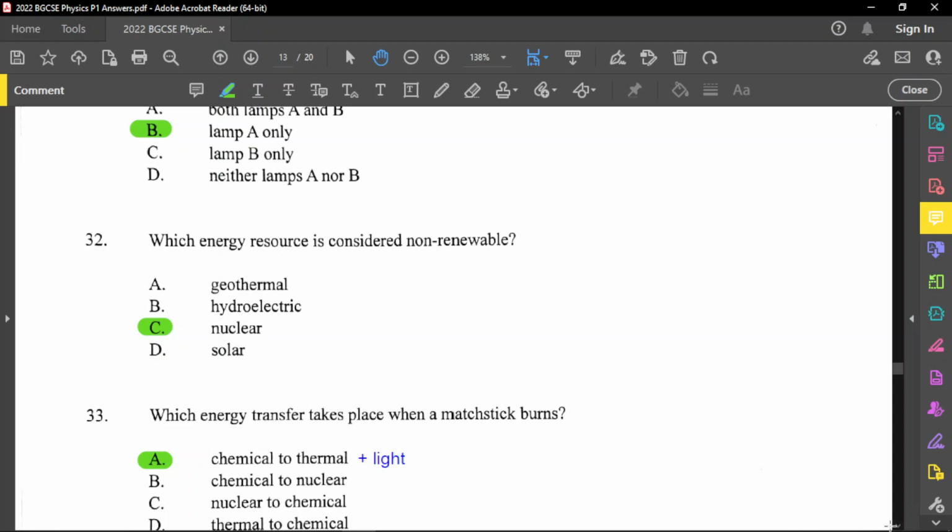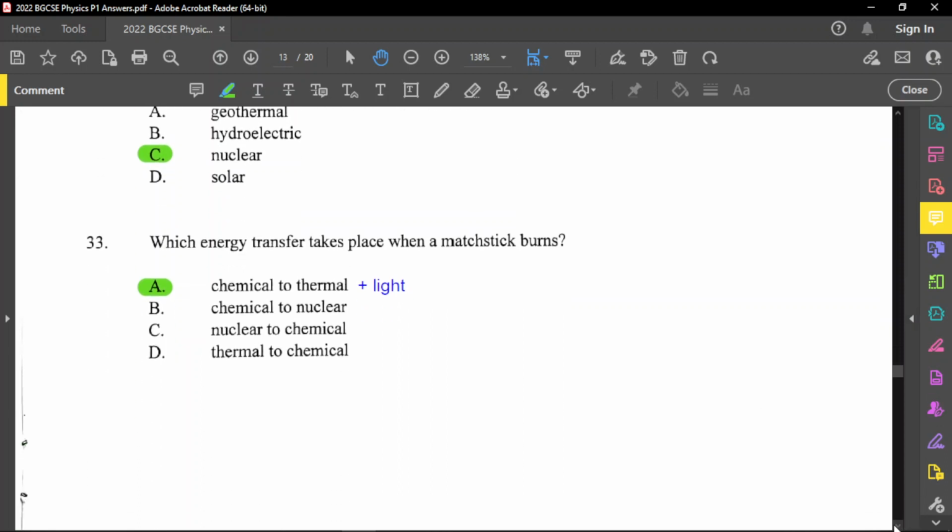For 33, it asks which energy transfer takes place when a matchstick burns. If we burn a matchstick, what is happening here? It turns from chemical energy into thermal energy, and also you get light as well.